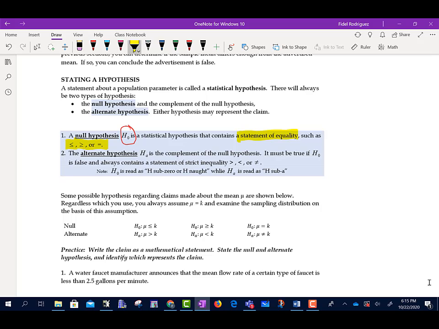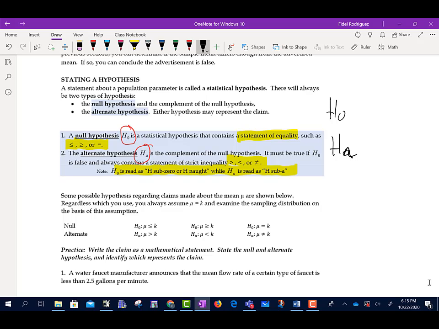The alternate hypothesis, HA, which we have right here, HA for alternate, is the complement of the null hypothesis. It must be true if H0 is false and always contains a statement of strict inequality, meaning either greater than, less than, or not equal to. H0 is read as H sub 0 or H naught, while HA is read H sub A. A lot of times, guys, I just say HO and HA. I don't really do the whole sub, and I know it's a 0, but I always say HO.